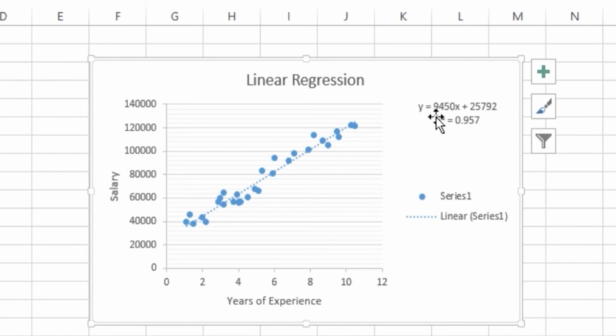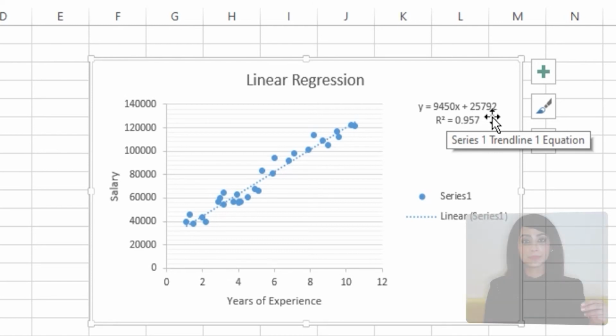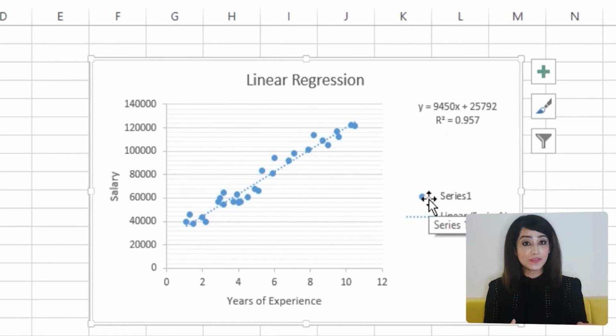We have got the slope as 9450 and the intercept as 25792. This means that even if a candidate has 0 years of experience, the candidate would get at least a salary equal to the intercept of the line.